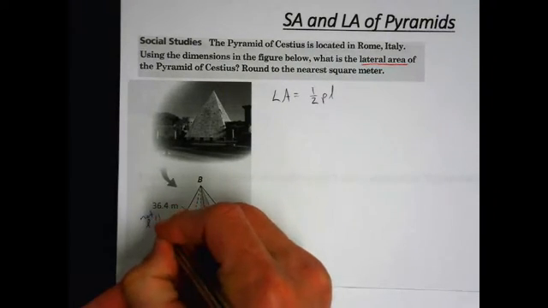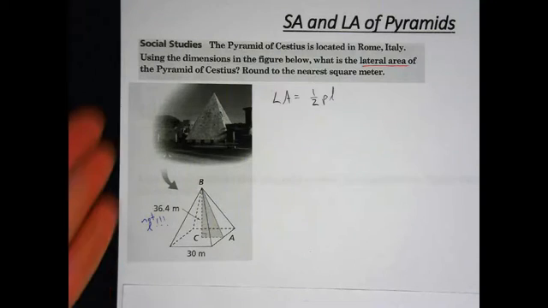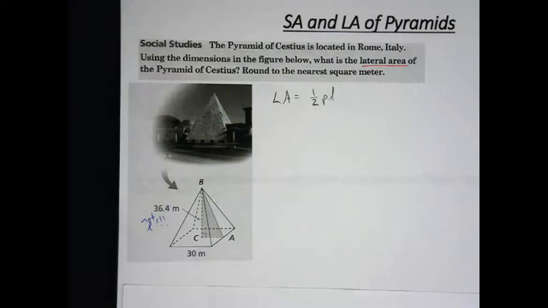Okay, we have to yell at you for that. That is the altitude of the pyramid. That is the altitude of the pyramid. That is not the slant height. Remember, the slant height goes from vertex to the base edge. So that's not it. Okay, so we have to recall that. And then we move on from there.